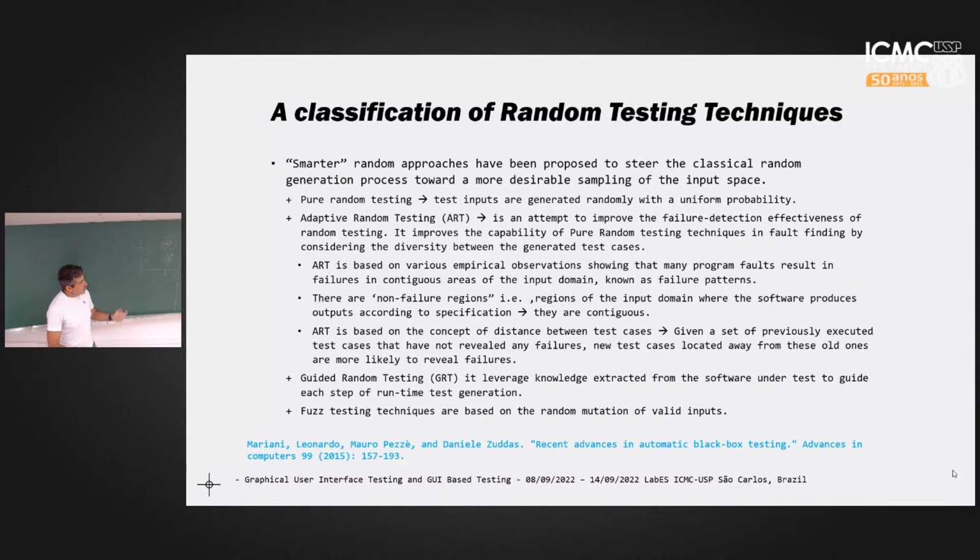Now we have another definition, called fuzz testing, techniques that are based on approaches where the valid inputs are mutated. So I know which are the valid inputs, and I can apply random mutation to them.